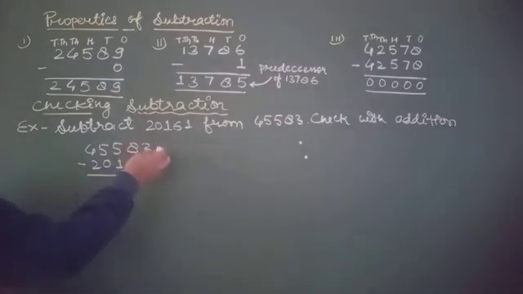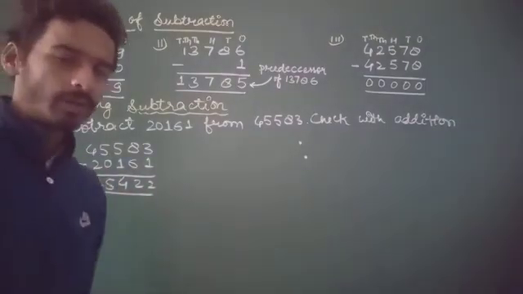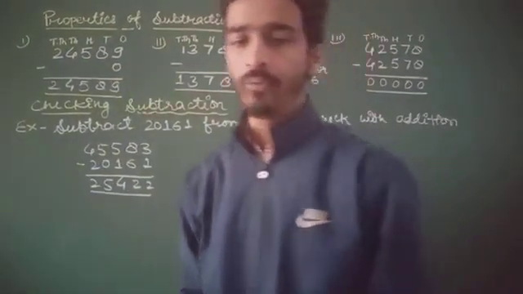First we subtract the ones. 3 ones minus 1 one is 2 ones. Now 8 tens minus 6 tens is 2 tens. Now subtract the hundreds: 500 minus 100 is 400. Now the thousands: 5,000 minus 0 is 5,000. Now 4 ten-thousands minus 2 ten-thousands is 2 ten-thousands. So the difference is 25,422.